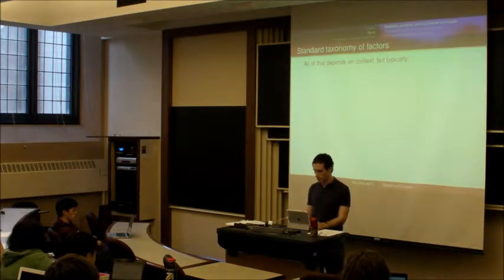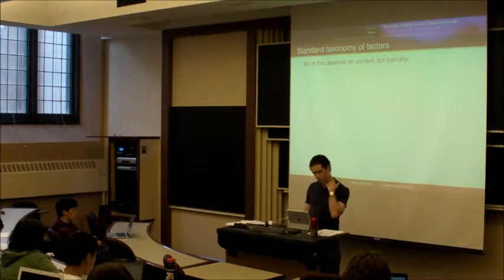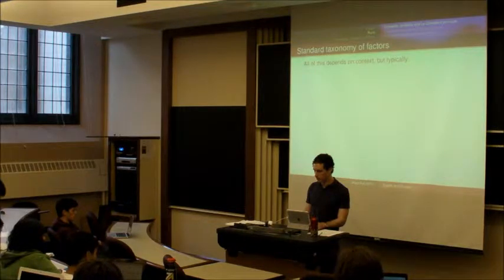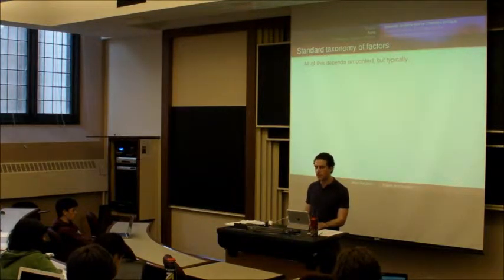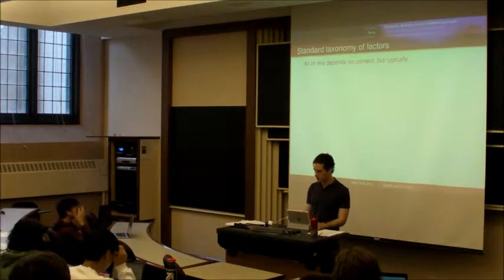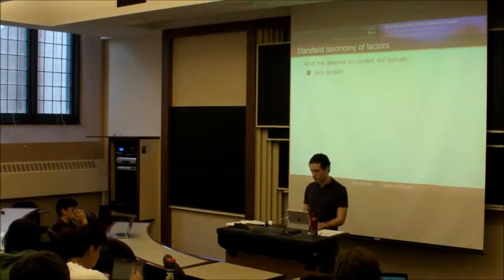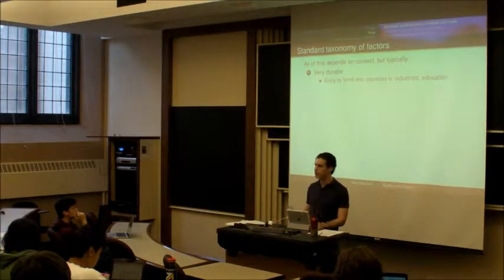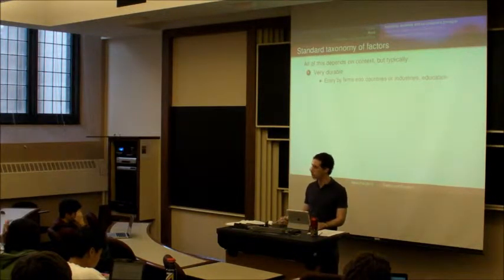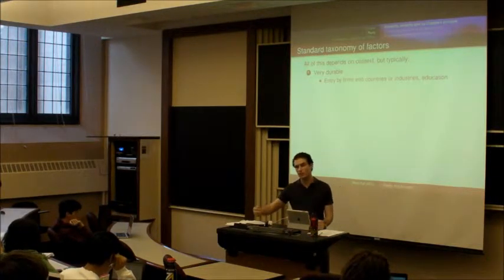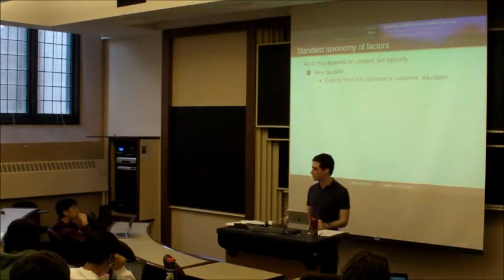Okay, so let me go through some standard examples of factors, and by factors we mean things that are inputs to the production process, which are storable versus durable. So first, some things that are usually thought to be very durable are entry by a firm into a new country or an industry, right? Because it often takes a long time to enter and a long time to exit an industry.